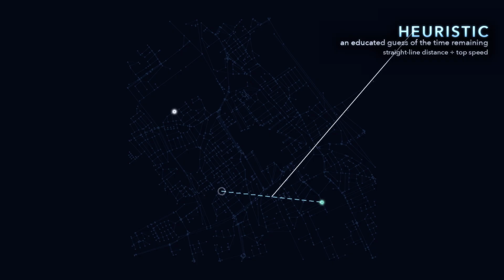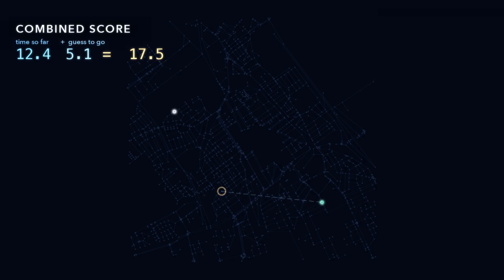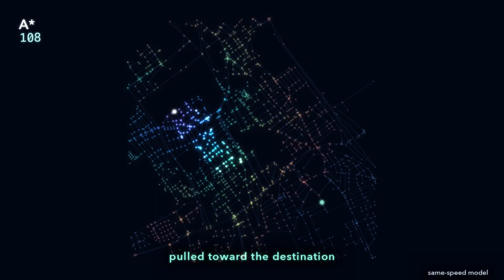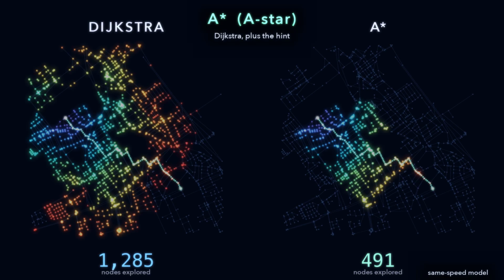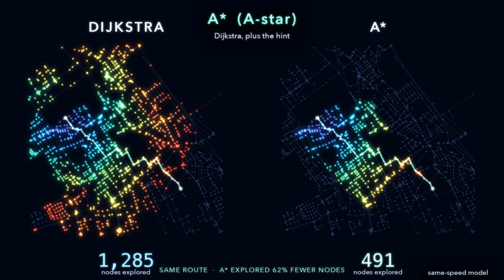Now we change the rule slightly. At each step, instead of just picking the cheapest node so far, we pick the one with the best combined score, time already spent, plus that estimated time still to go. That one change pulls the whole wave toward the destination. It explores far fewer roads and it gets there much faster. This version has a name too, A star. A star is just Dijkstra plus that hint.